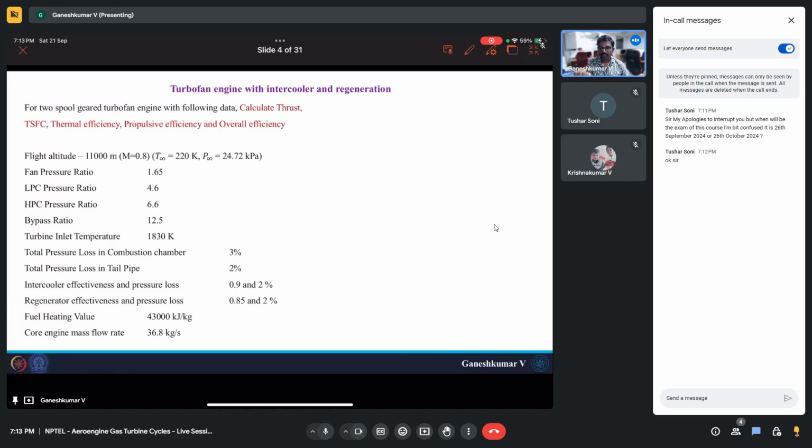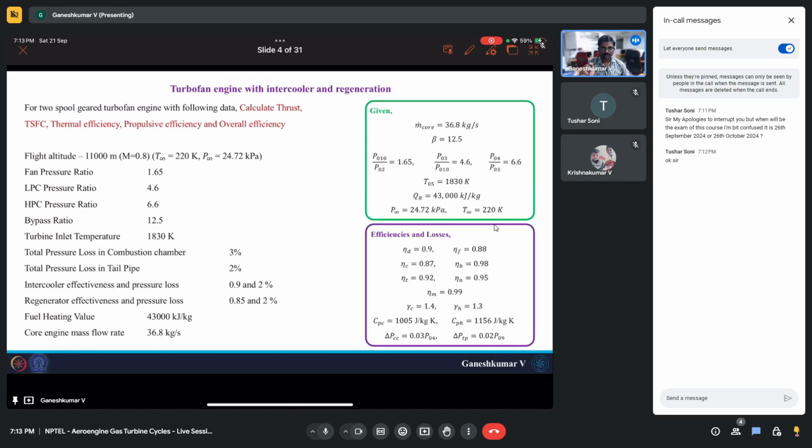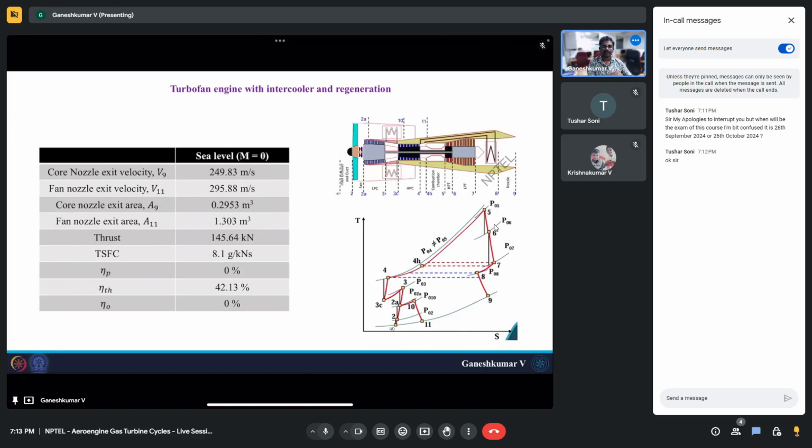You have fuel heating value, and also the core engine mass flow rate is given, which is 36.8 kilograms per second. So these are the input parameters, and then you have efficiencies and losses. Let's just quickly get into the problem. This is what we solved in the lectures for the sea level condition, or the ground condition with Mach 0. These are the parameters that we got. So let's now try to solve the same engine for the flight conditions.